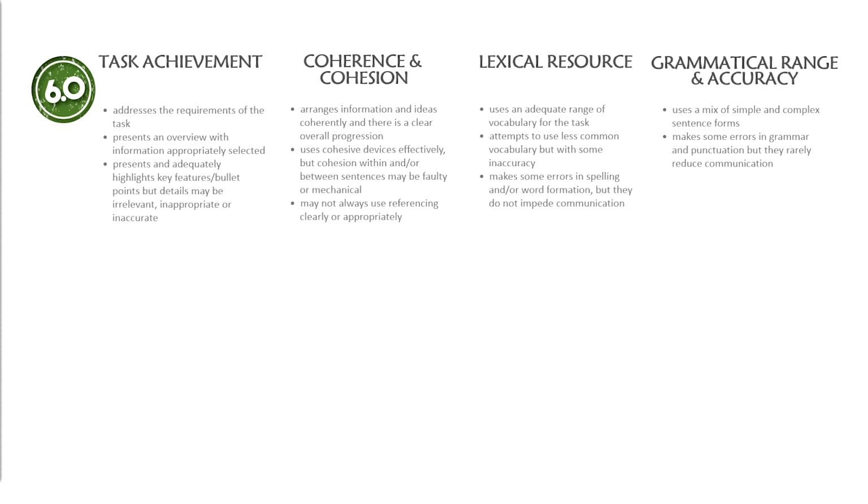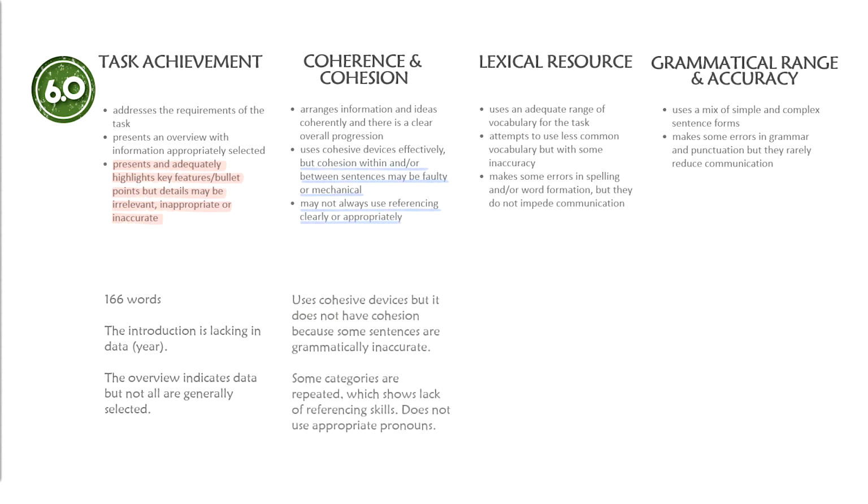Now, we can see why the former sample gets only 6.0 by rechecking the IELTS band descriptors. Firstly, it has 166 words, but the introduction lacks data, and the overview does not have all general data. Secondly, the report's cohesion is affected by the inaccuracy of some sentences, and it does not use referencing clearly.